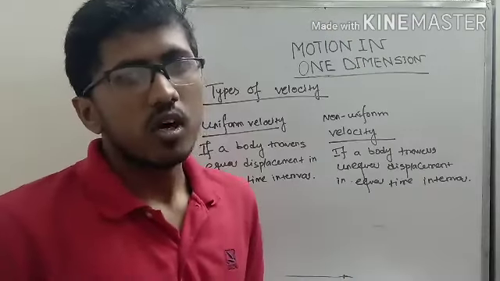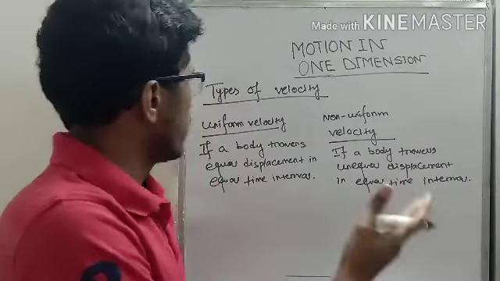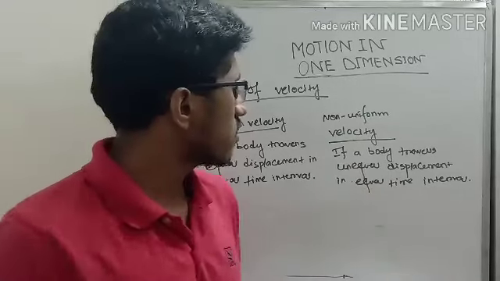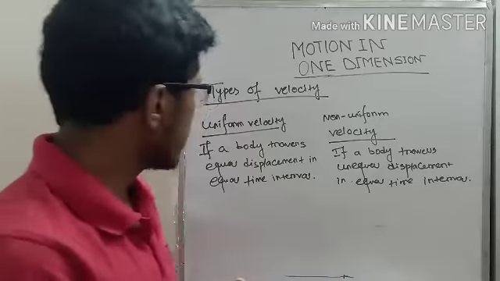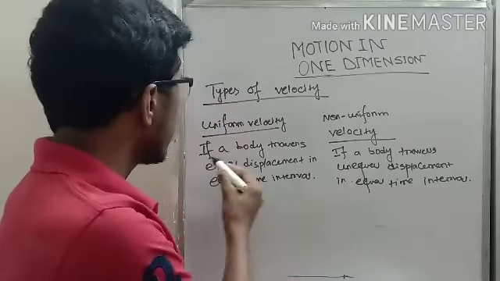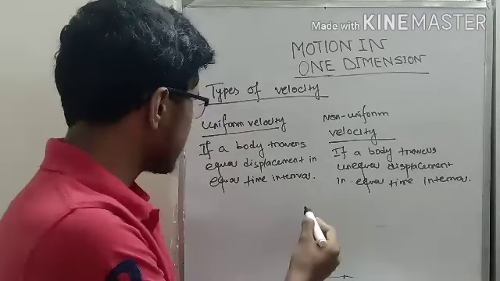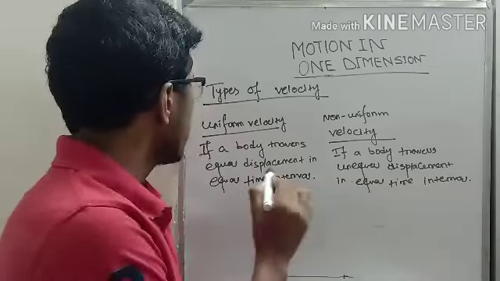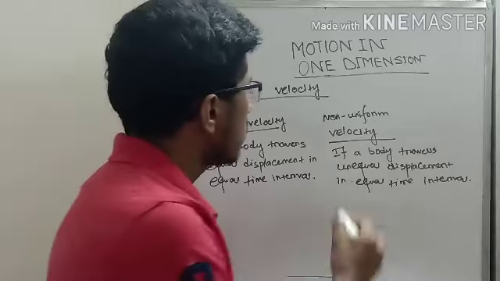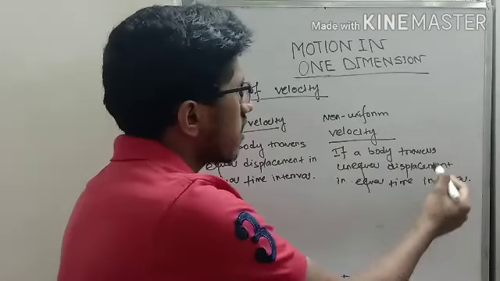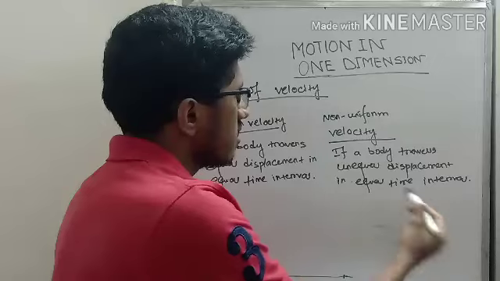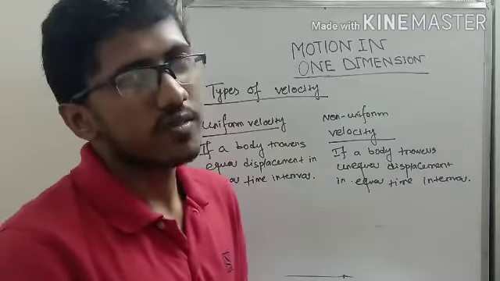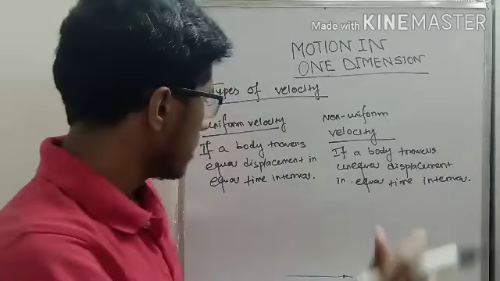Now I will discuss types of velocity. First is uniform velocity and next is non-uniform velocity. What is uniform velocity? If a body travels equal displacement in equal time intervals, then it is called uniform velocity. And non-uniform velocity: if a body travels unequal displacement in equal time intervals, then it is called non-uniform velocity.